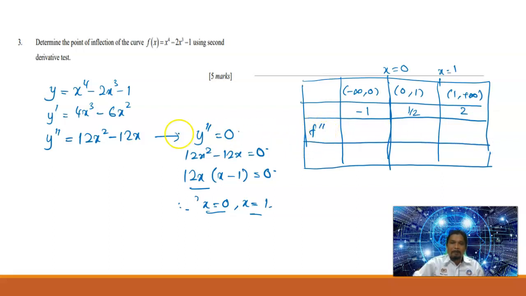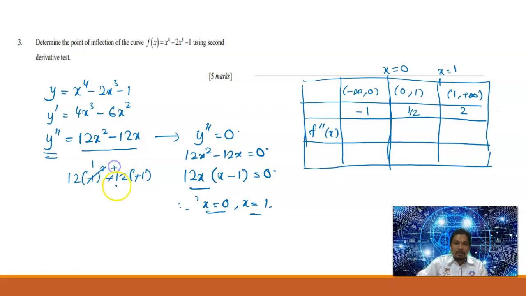So then f double prime, which is y double prime here, 12x squared minus 12x. Okay, class, substitute x negative 1 into f double prime, which is 12 times negative 1 squared minus 12 times negative 1. And this one is going to give you 1, and this one negative, negative, positive. So, 12 plus 12, 24, which is positive. Okay.